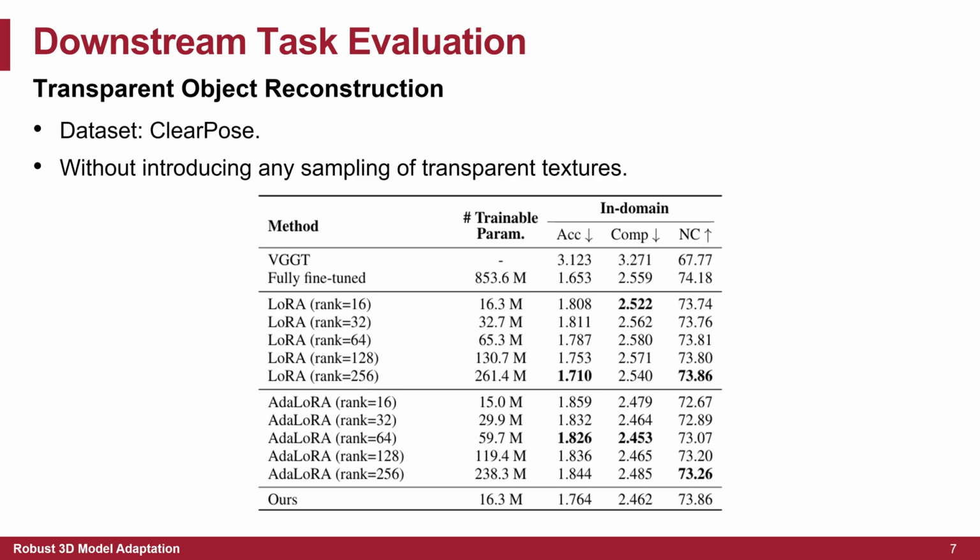Transparent object reconstruction is a highly challenging setting with limited training samples and complex refraction and reflection effects. Importantly, we do not introduce any sampling of transparent textures when mining the subspaces. Even under this difficult and data-scarce setting, our method still transfers effectively and achieves competitive performance. This further demonstrates the robustness and transferability of the learned attribute subspaces.